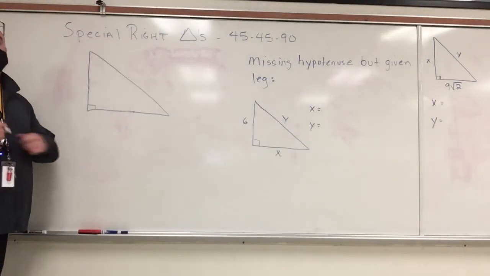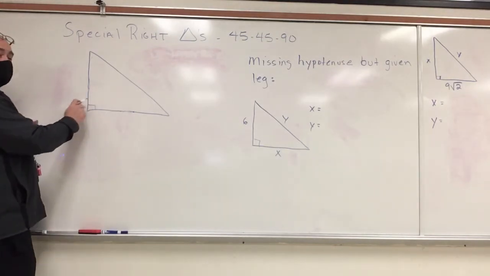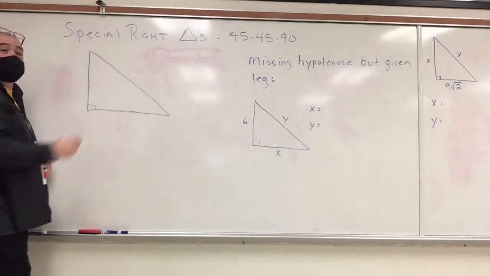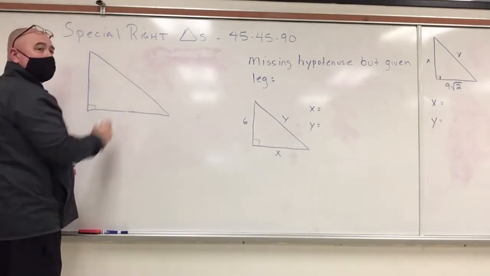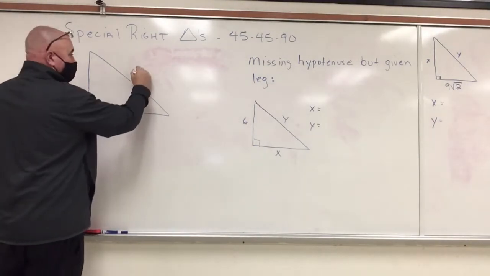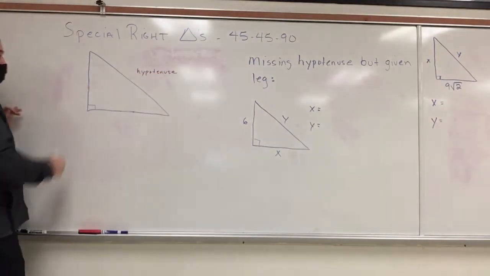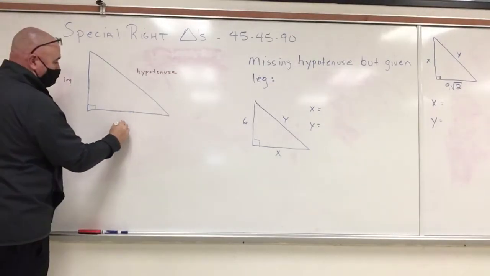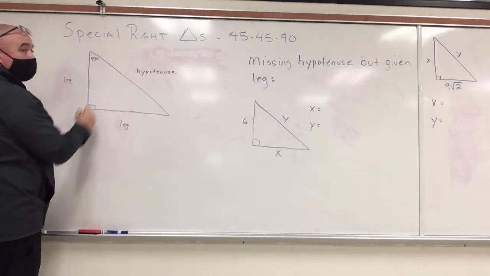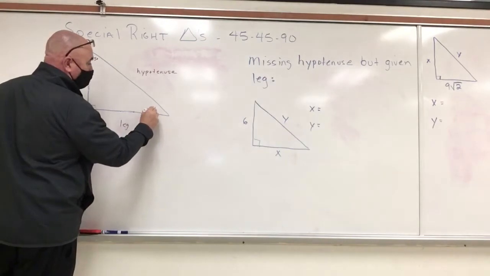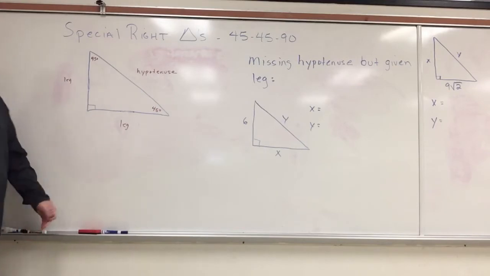Now when I say 45, 45, 90, what I'm talking about are the angles on the inside. Of course, we have a 90 degree angle. What's the side opposite the 90 degree angle called? Hypotenuse. Okay, so this is the hypotenuse. This is a leg, and this is a leg. There's your 90 degree angle. This one will be 45 degrees, and this one will be 45 degrees. That's what I mean when I say 45, 45, 90.